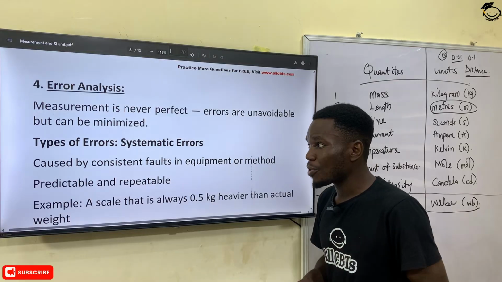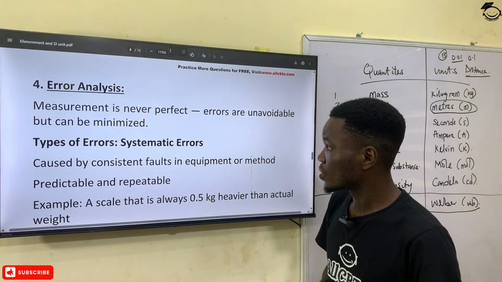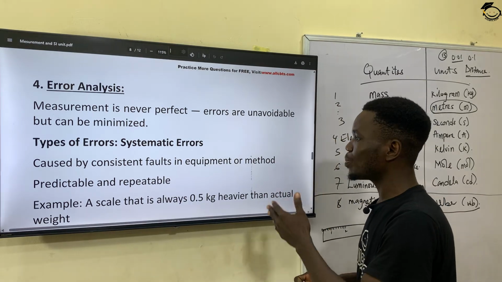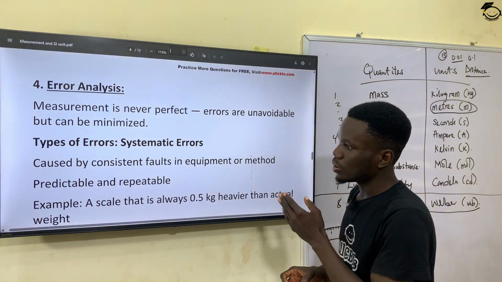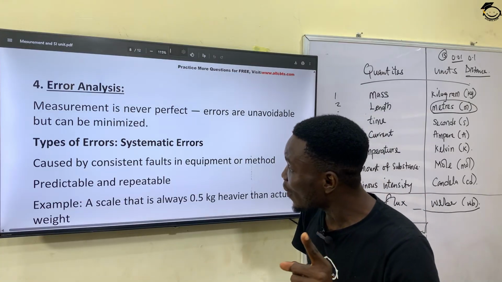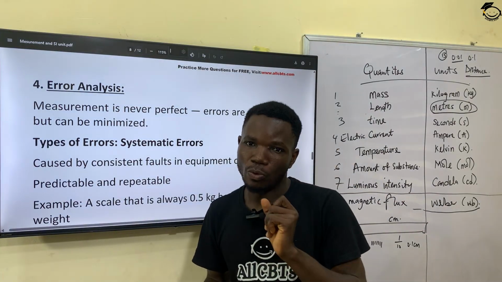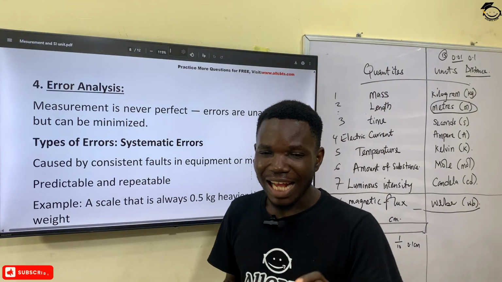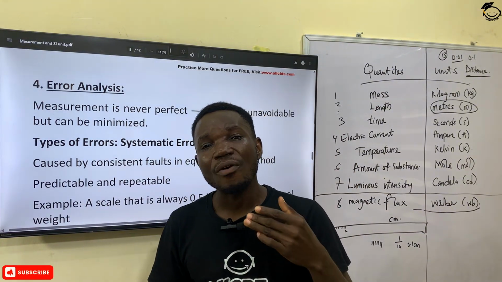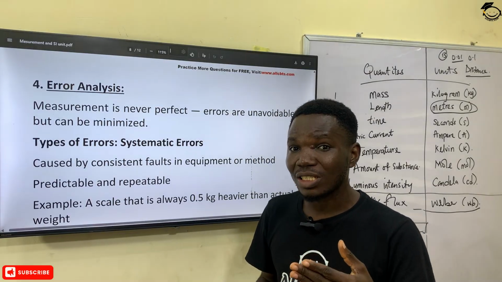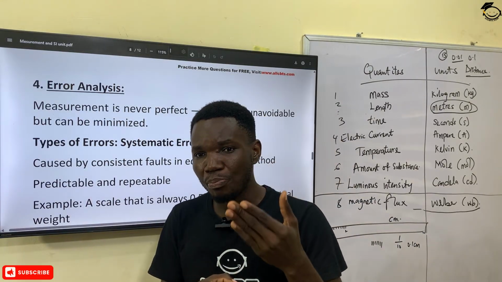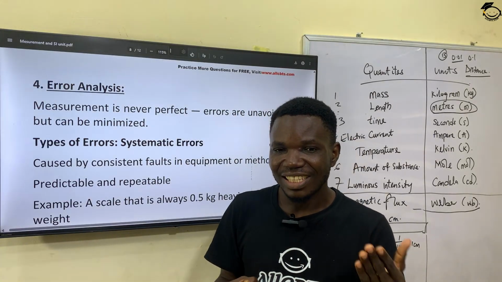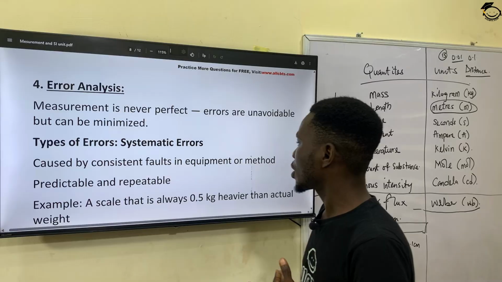Okay, what are the types of error? The first type of error that we have is the systematic error. What are systematic errors? These are errors caused by consistent faults in equipment or method. They are predictable and they are repeatable. So errors that can be predicted and that can be repeated, and these errors are caused by faults in what? In the measuring equipment or the method of measurement, like I just explained earlier. These are called systematic errors.